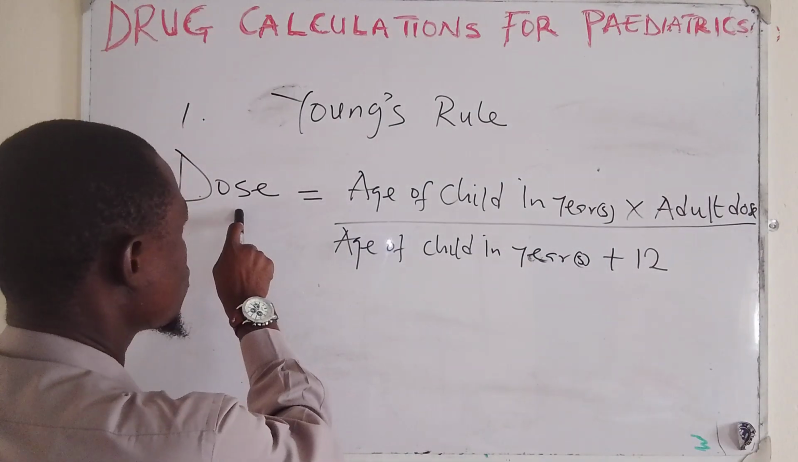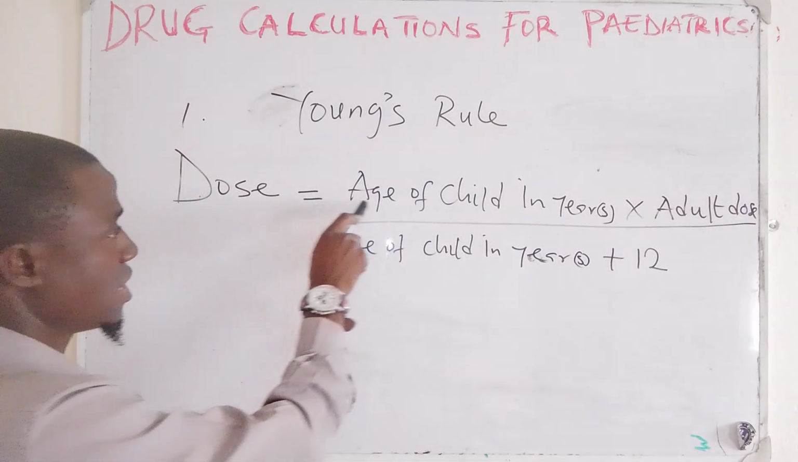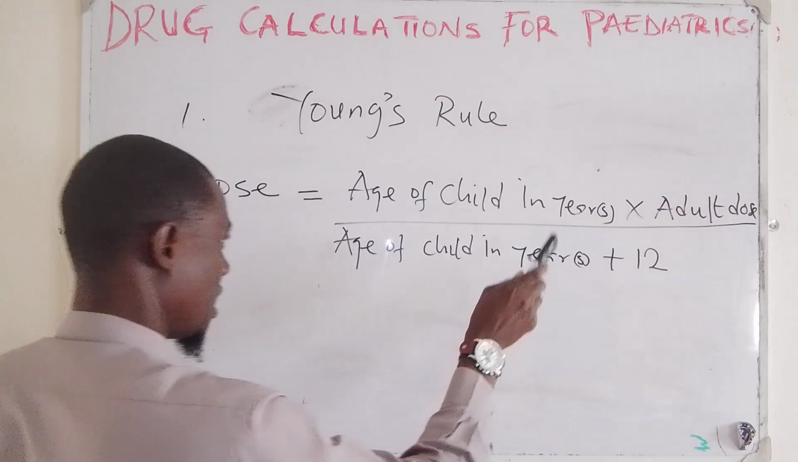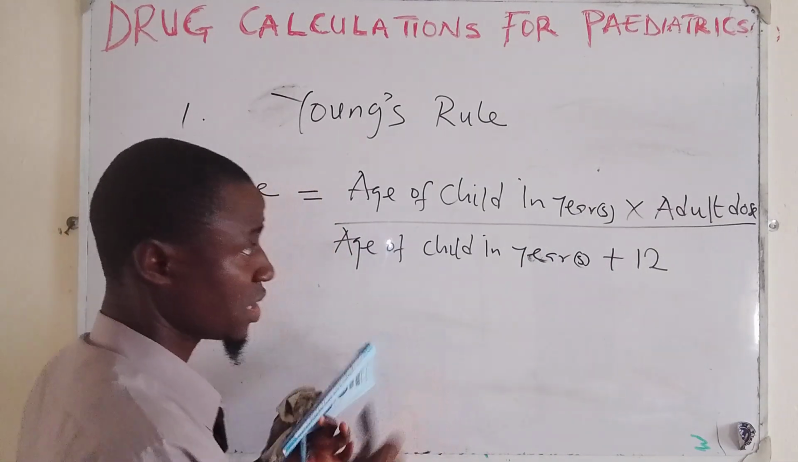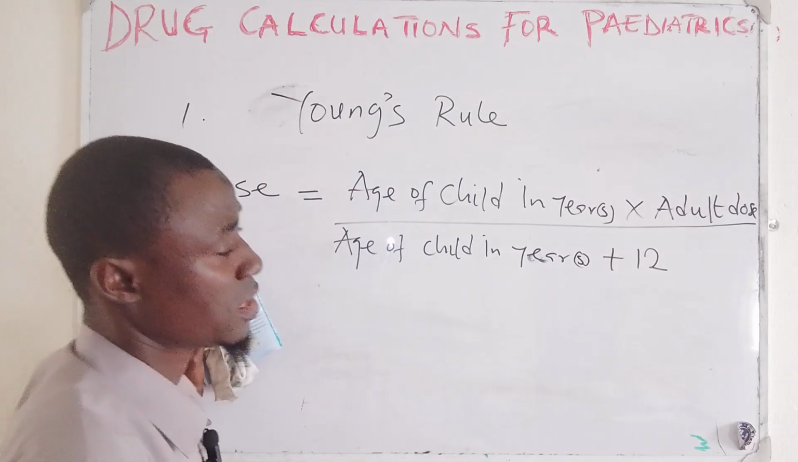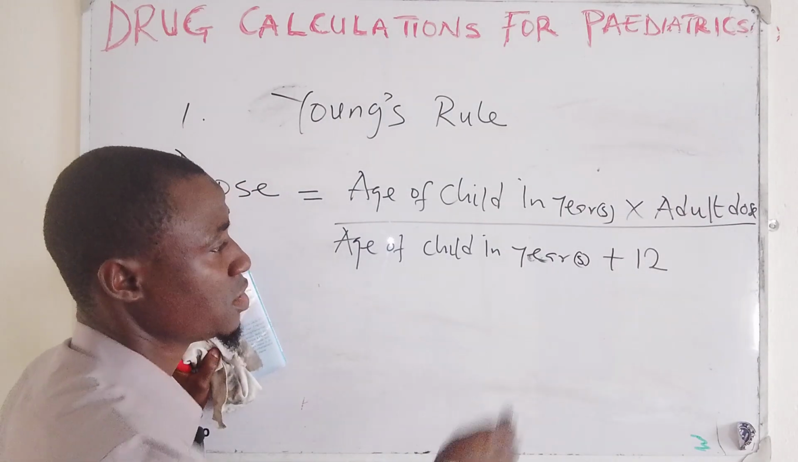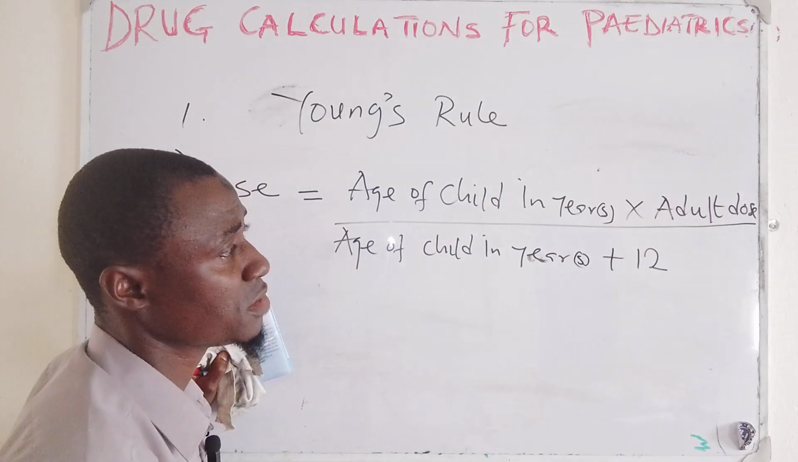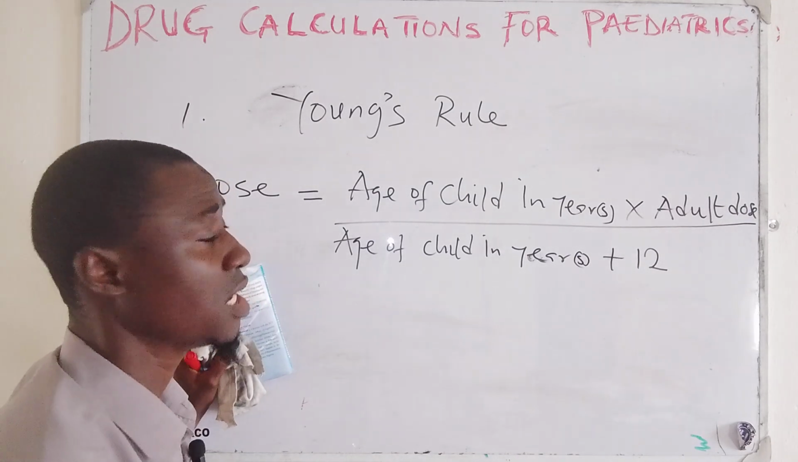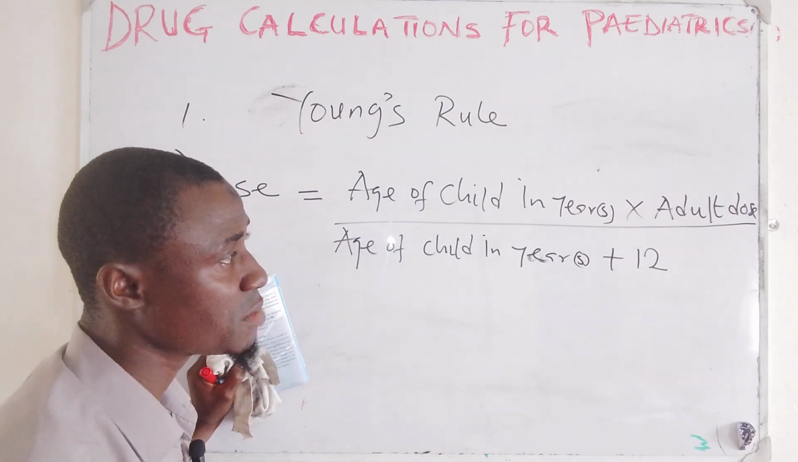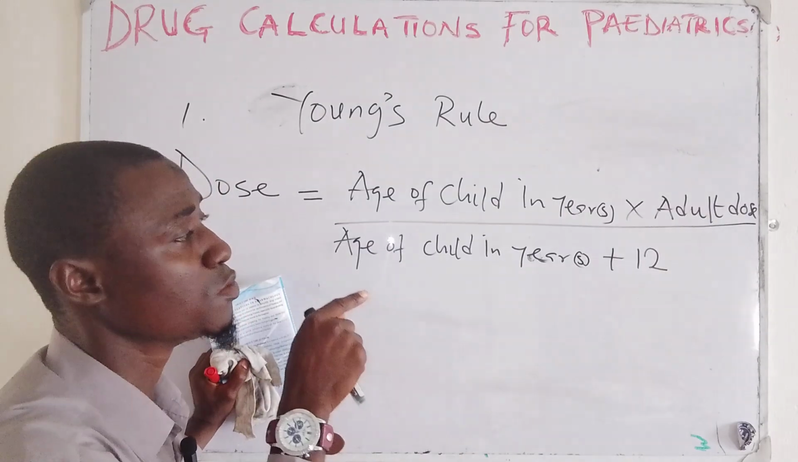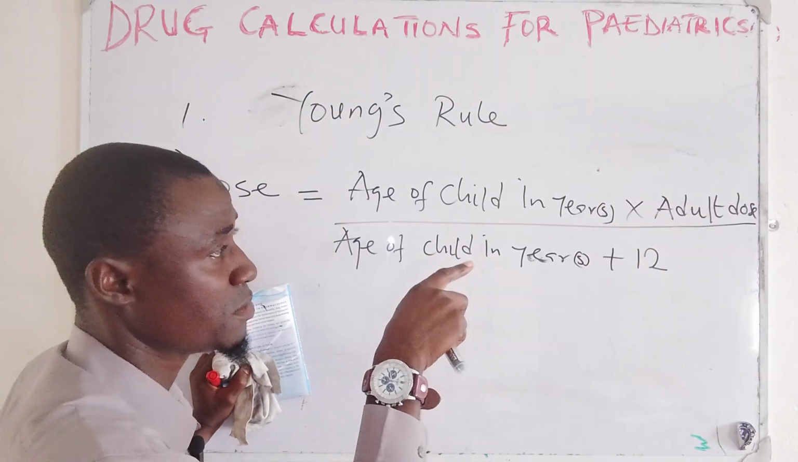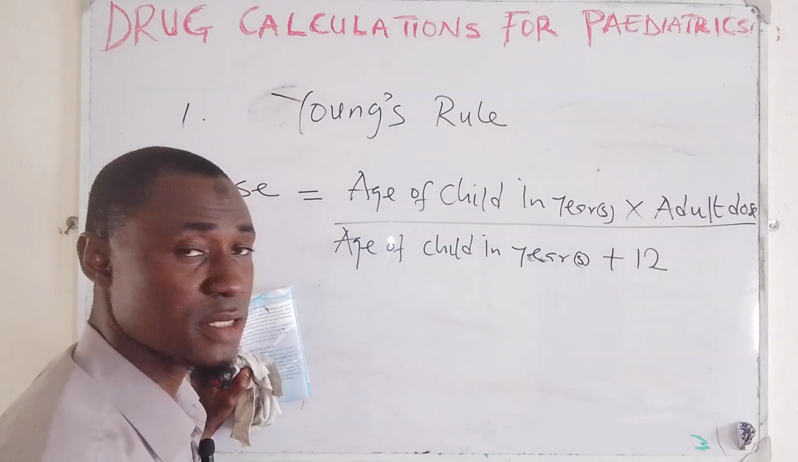So now, according to Young's rule, the dose of a drug is given by the age of the child in years multiplied by the adult dose over the age of the child in years plus 12. So this is the Young's rule. Now, why it is called one of the age-based rules is you can see the appearance of years. Then you also need the adult dose. Adult dose is one of the very important parameters in this rule. Before you apply this rule, you must know the adult dose of that drug. Without knowing it, it will be difficult for you to calculate using the Young's rule.